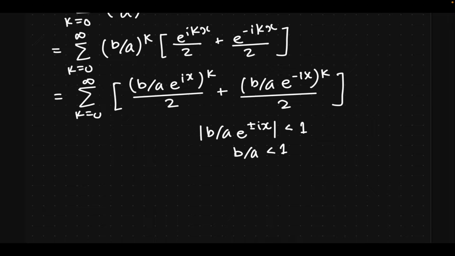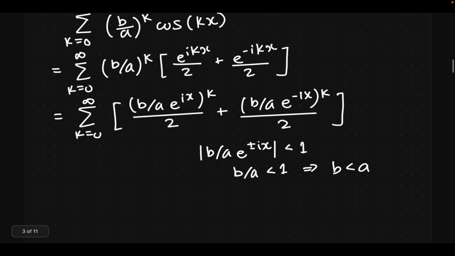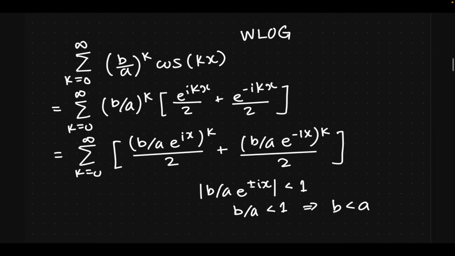And since b and a are both positive, I'm just removing the absolute value or the magnitude here to give us b is less than a. Okay, that's the condition we have. And if we wanted the other condition, that a is less than b, we'll just have to flip the a and b from the original setup here. And that's why I said without loss of generality, because we can just replace b with a and a with b.